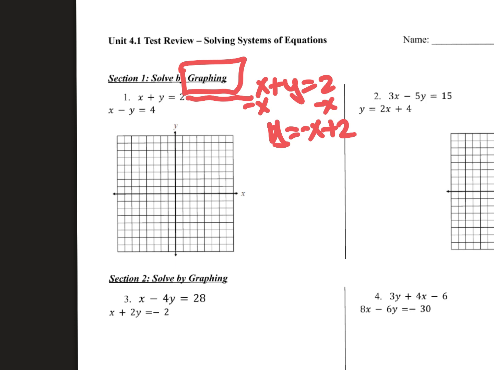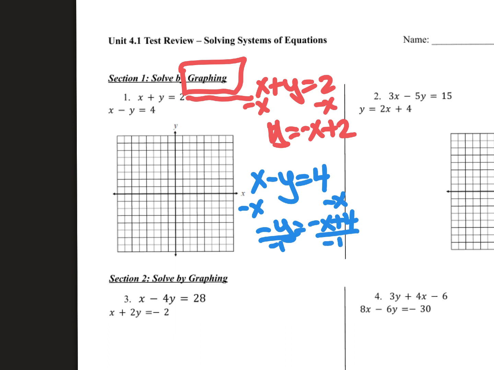And if you wanted, you could already just go ahead and add that into your Desmos calculator. On my next equation, I have x minus y equals 4. Same thing, I want y all by itself, so I'm going to subtract x from both sides. I'm left with negative y equals negative x plus 4. Now here, be very careful. I have a negative in front of that y, and I want my y to be positive. So to turn that negative into a positive, I'm just going to divide everything by negative 1. Now I'm left with y equals x minus 4, since a negative divided by a negative is positive. I am ready to graph.